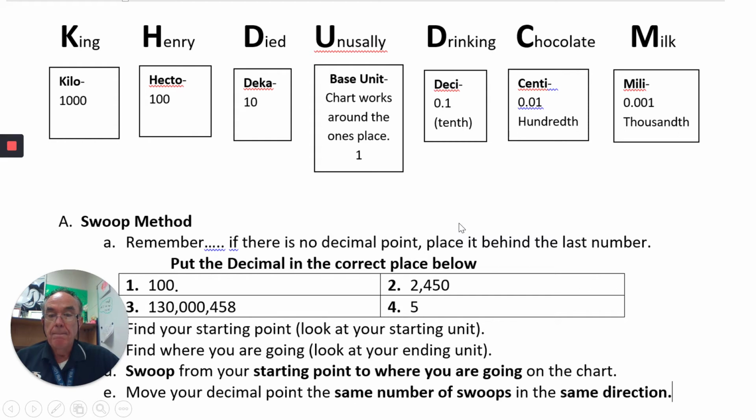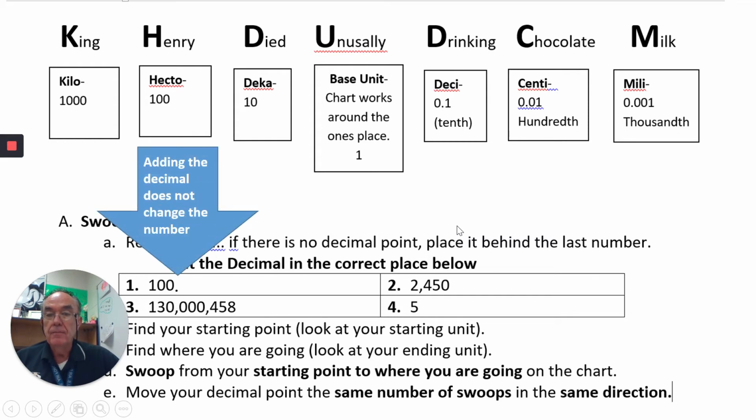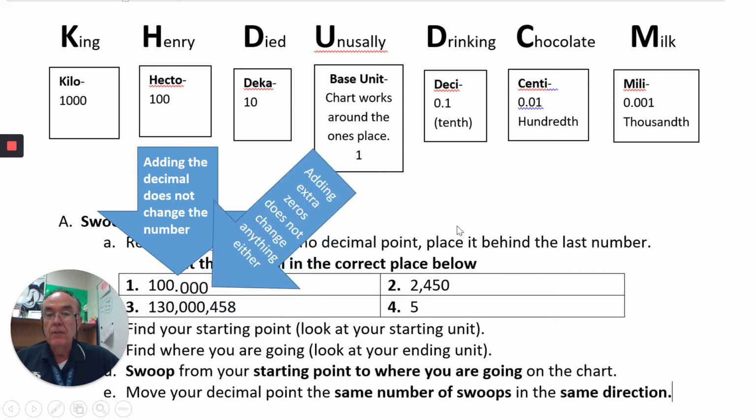We can put the decimal and it does not change the number. Adding some extra zeros doesn't change the number. So 100.0 or 100.00, we can add as many zeros as we need to move the decimal around. So I put 2,450 point, and I added all these zeros, and it's still the same number. Same with this one. I can add as many zeros as I like, and it doesn't change the number.